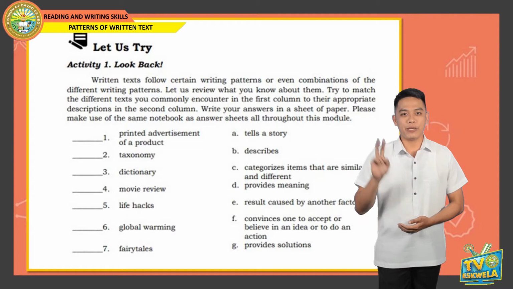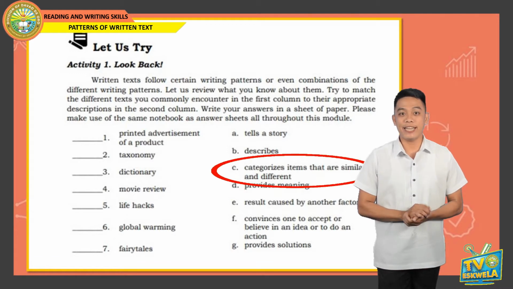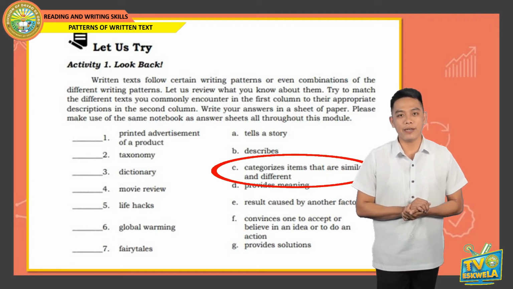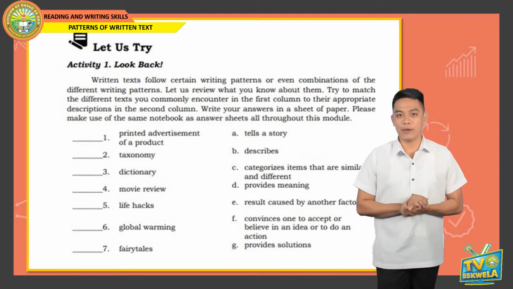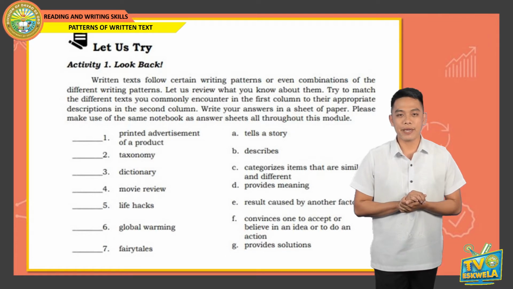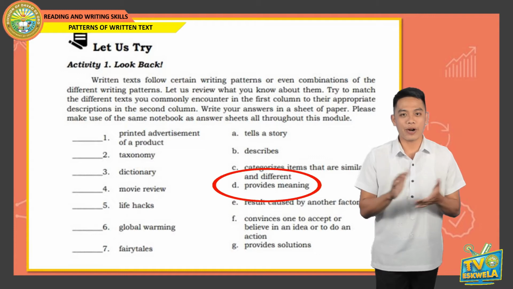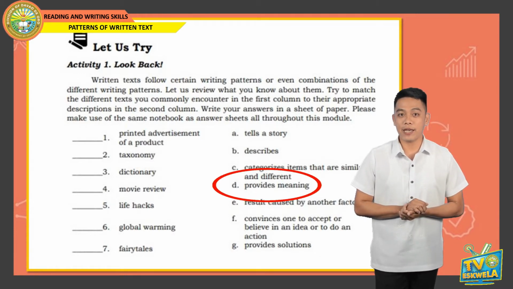For question number 2, taxonomy. If you answered letter C, then you get the correct answer. Categorizes items that are similar and different. For question number 3, dictionary. If you answered letter D, you are correct. Letter D provides meaning.